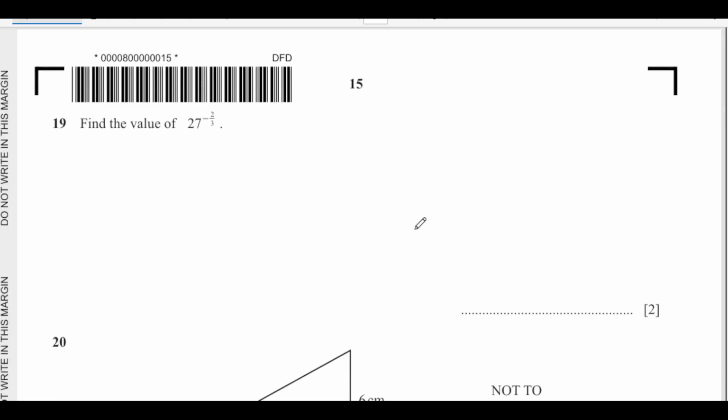Now number 19, find the value of 27 raised to power negative 2 over 3. Okay, so we have to write 27 as a power of 3. So it can be written 3 power 3. 3 times 3, 9, times 3, 27, times negative 2 over 3. So this is gone. So 3 power minus 2, it's 1 over 3 squared, it's 1 over 9, right? 1 over 9.